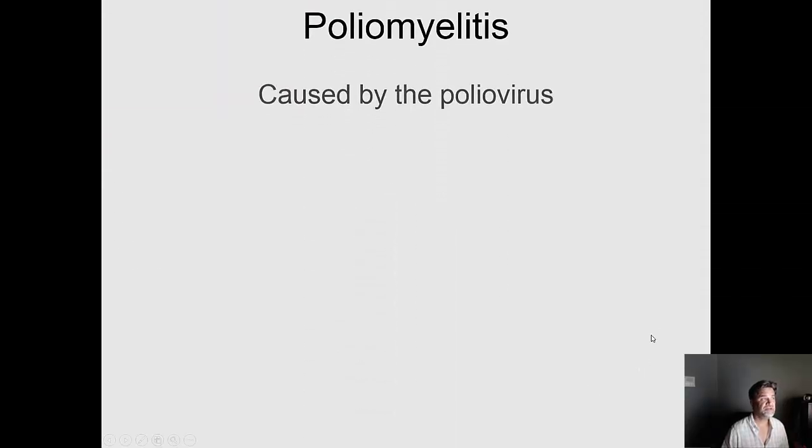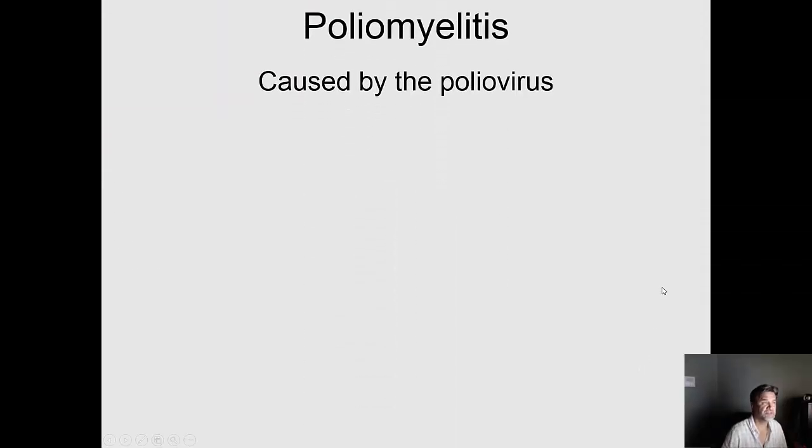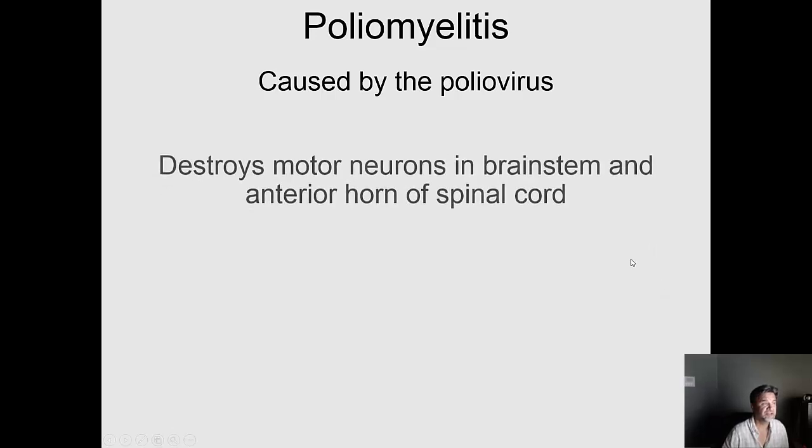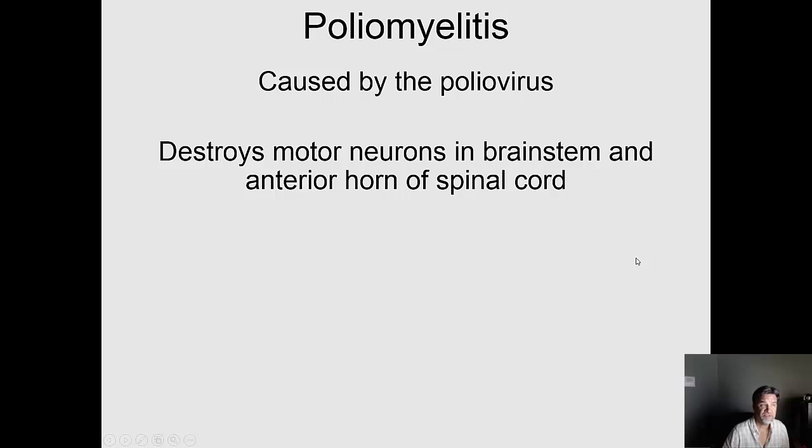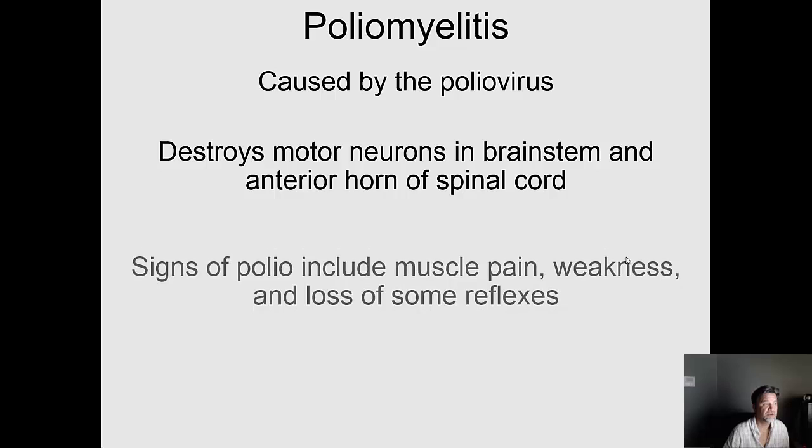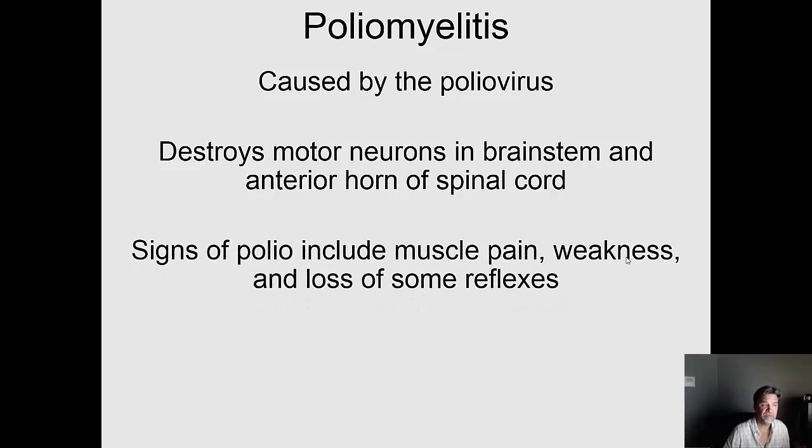There's a disease condition called polio. It's caused by the polio virus. I'm sure you've been inoculated against polio, and what happens is it destroys the motor neurons in the brainstem and anterior horn of the spinal cord, so you don't get any motor outputs, and you get extreme lack of muscle coordination. And so you'll get pain, weakness. That's the first aspect of polio.